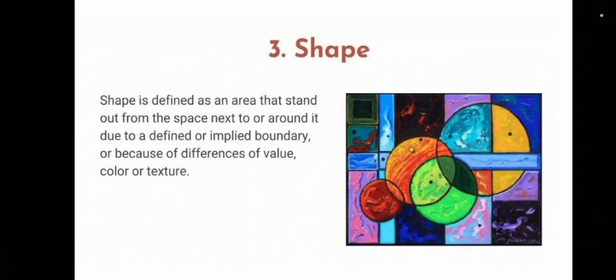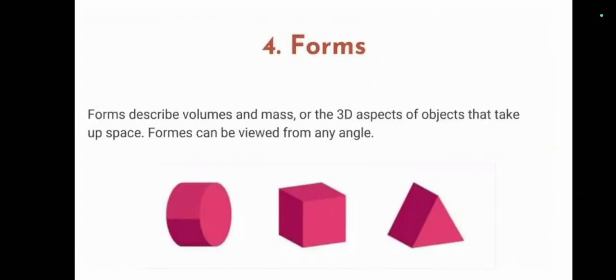Next one is form, which has 3 dimensions. Forms describe volume and mass. These are the 3D aspects of objects that take up space and can be viewed from any angle. This is where most of our engineering work happens. For example, if we are designing a bike, a diesel engine, or a bridge component, this all comes under forms.